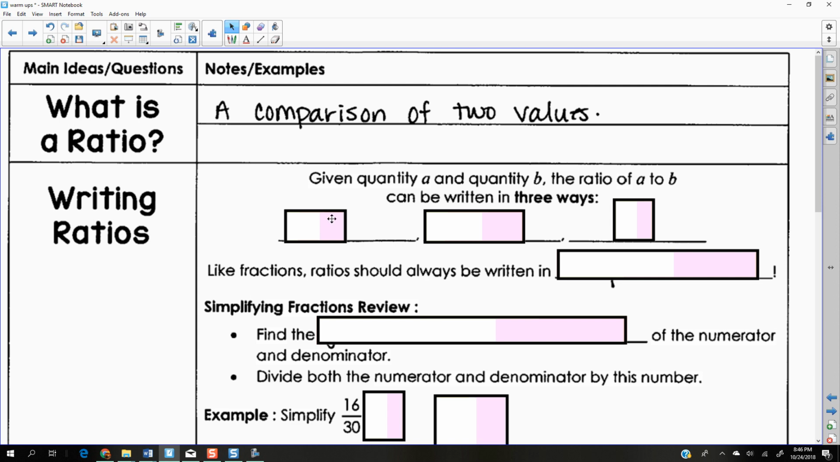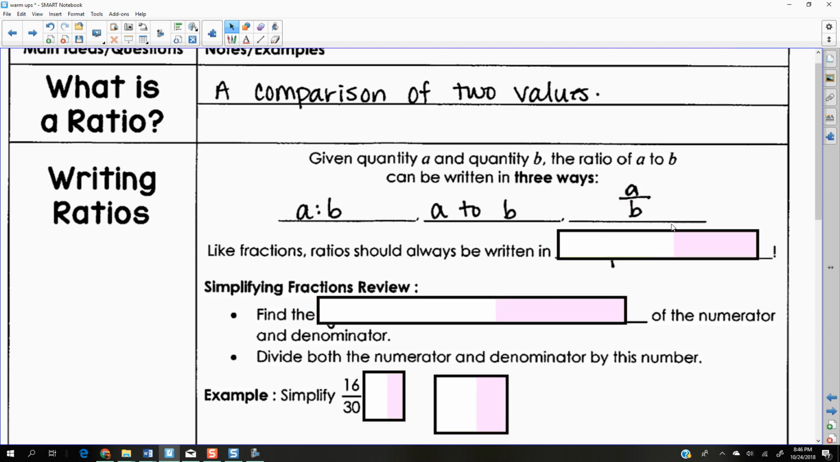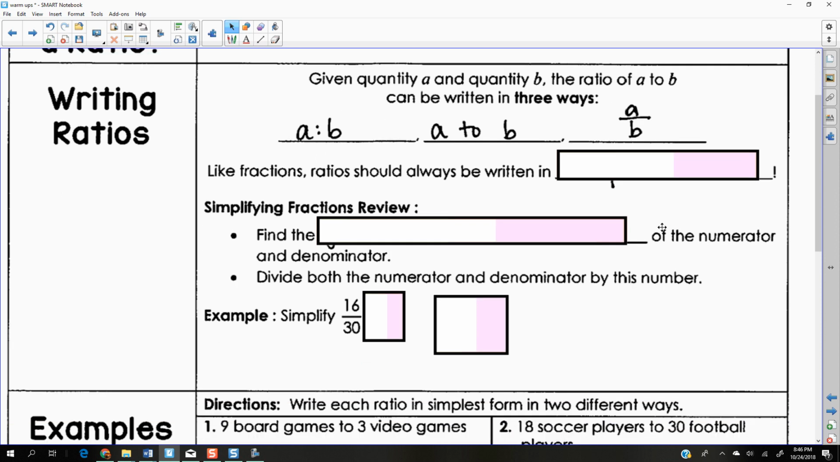And it can be written in 3 different ways. One is like this, with the 2 dots. That's a colon, A to B, and it's read A to B, or it would be teachers to students, A to B in words, or A over B, just like a fraction. So a ratio is nothing more than a fraction. Just like fractions, ratios have to be written in simplest form. So you have to reduce them to lowest terms.